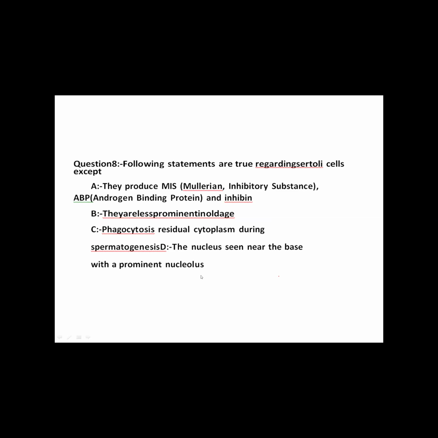So androgen binding protein is also produced by the Sertoli cell, right? It keeps the level of testosterone high, right? So androgen binding protein helps in proper sperm development, that is spermatogenesis, right? So what would be the correct answer? B. That is option B, less prominent in old age.